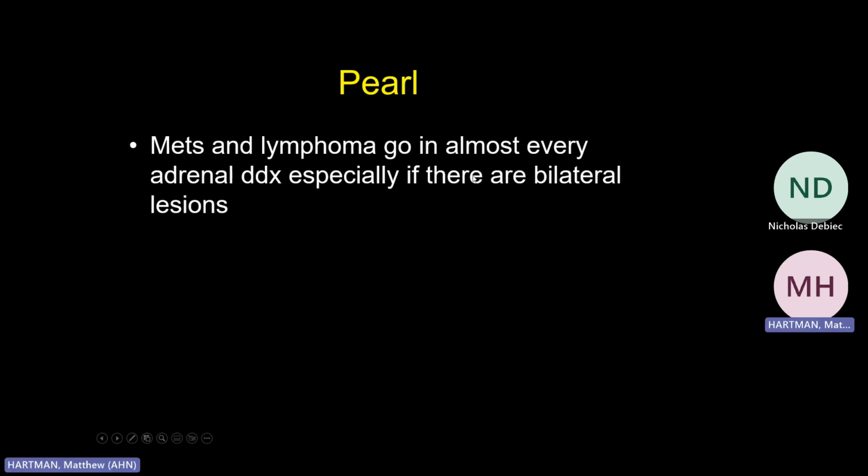Mets and lymphoma go into almost every differential, especially if you have bilateral lesions. And for this case, tissue is the issue. If it's metastases, you have stage 4. If you have lymphoma, you have a cancer, you have a process which can respond very well to chemotherapy, as it did in this case. So making that diagnosis is imperative.